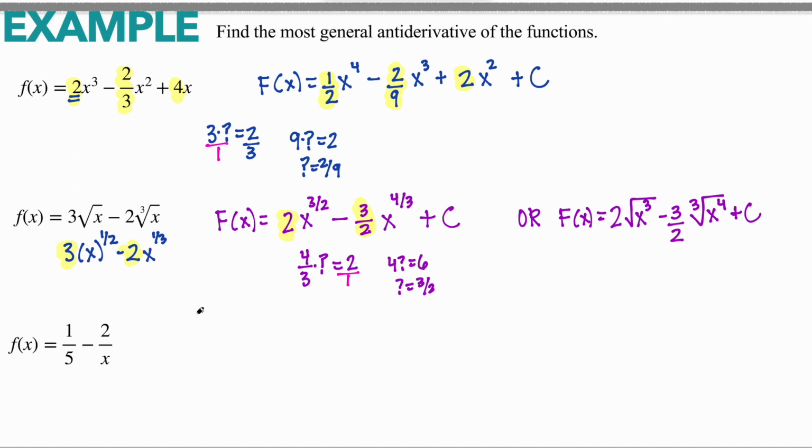And last, I'm trying to figure out what, when I take the derivative of, will get me 1/5. Well, thankfully, 1/5 is a constant, which means it's going to be 1/5 x. That's the easy part. This one is a negative 2 over x. So think of it as negative 2 times 1 over x. And the derivative of natural log of x is what gave me 1 over x, because the derivative of natural log is 1 over x. And don't forget your plus c.